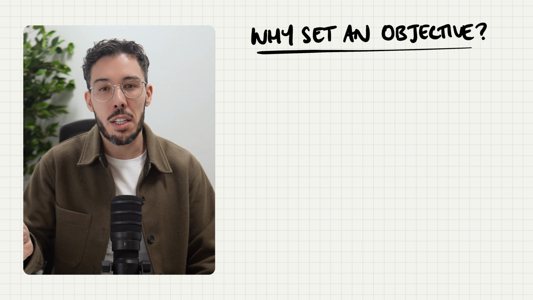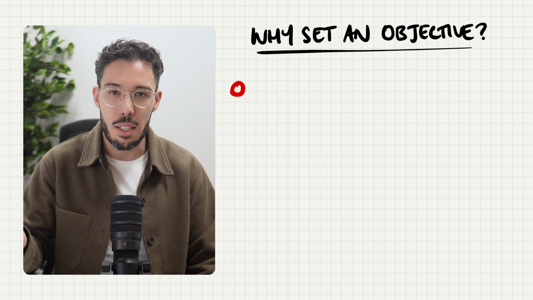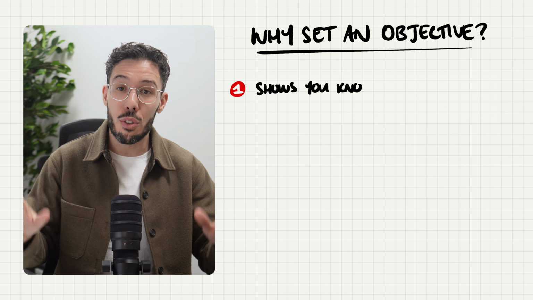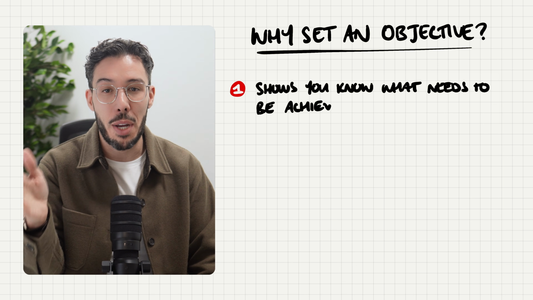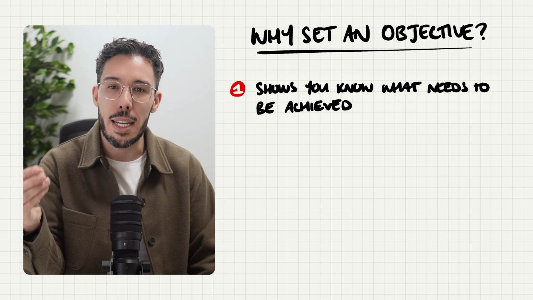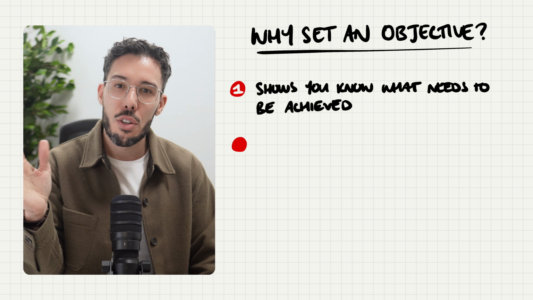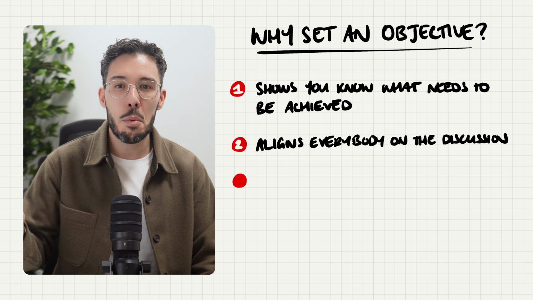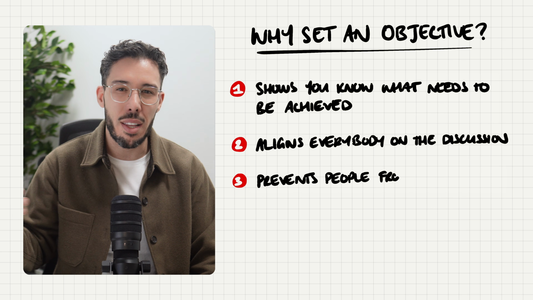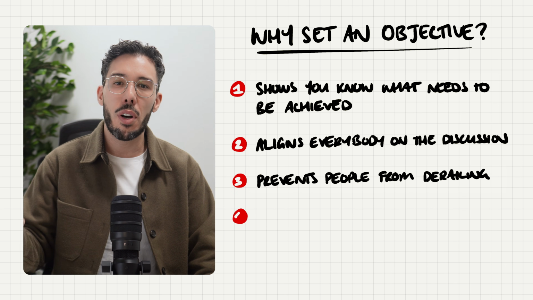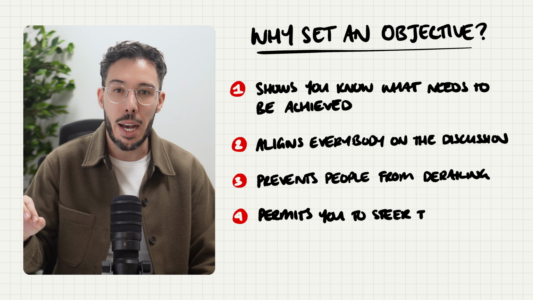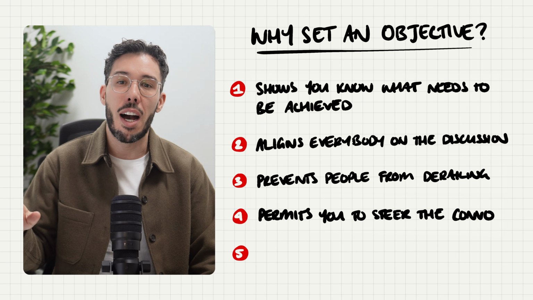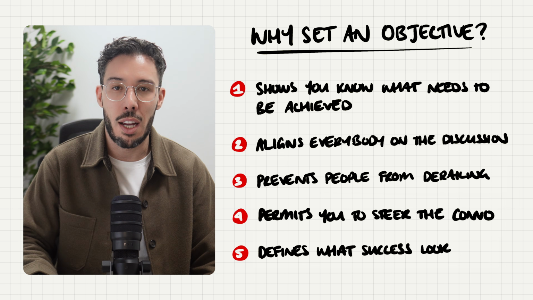Now, setting the objective is important for a few different reasons. One, it makes you look really good because it shows that you respect people's time and have thought about what needs to be achieved in the discussion. Two, it aligns everybody on where the discussion will be heading. Three, it helps prevent people from derailing the conversation with unrelated topics. Four, it permits you to steer the conversation back on topic if needed. And finally, five, it clearly defines what success looks like for the discussion.